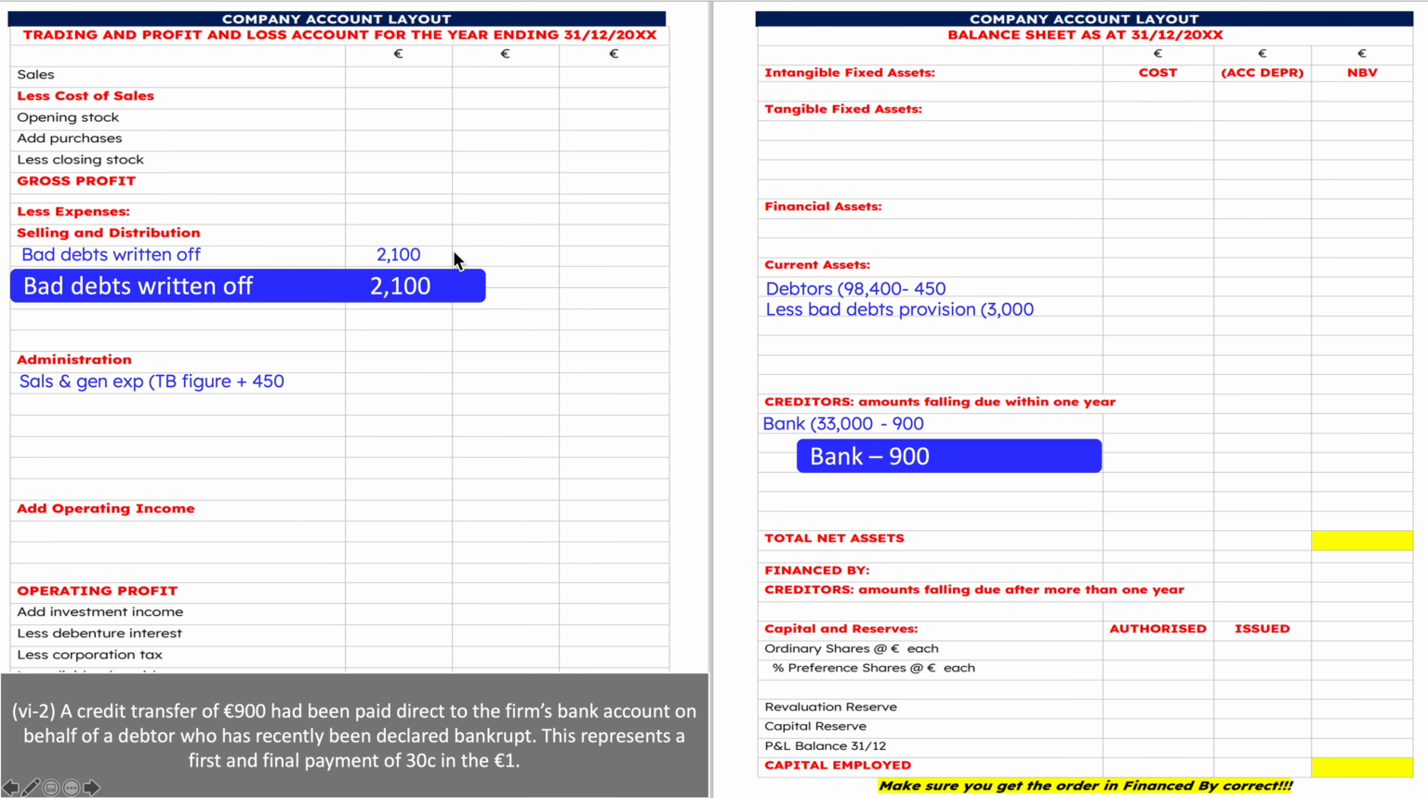So bad debts written off, €2,100 in selling and distribution. And then we take the 100% off from the debtors. So we minus it by 3,000, which is the 900 that they sent us, and the 2,100 that they're never going to send us.